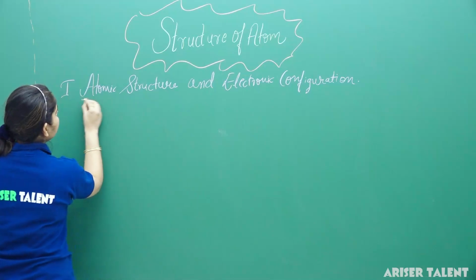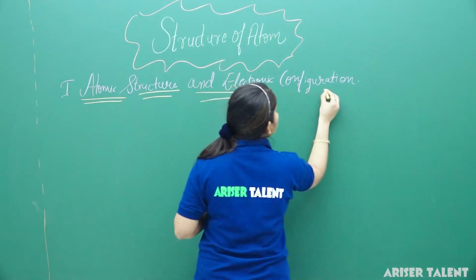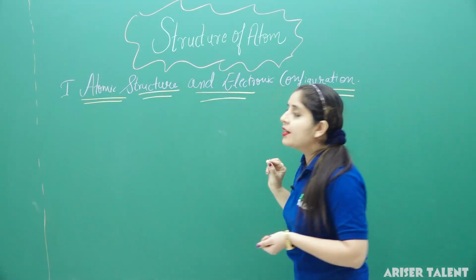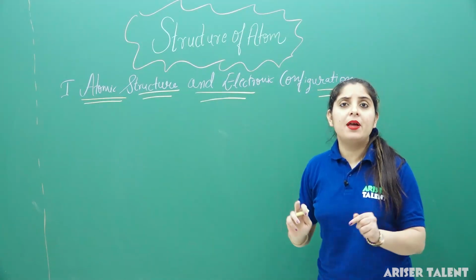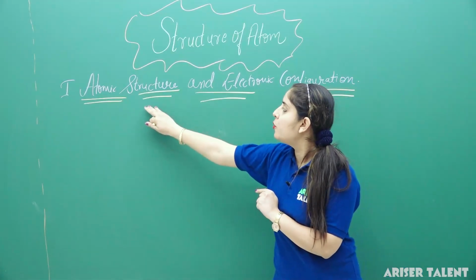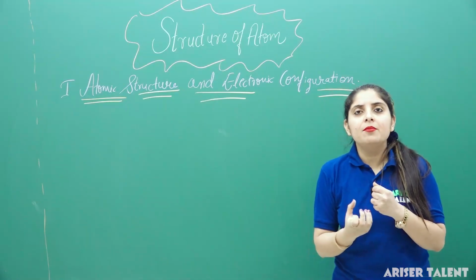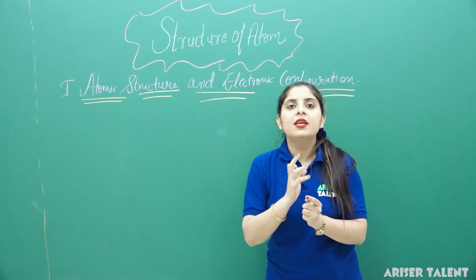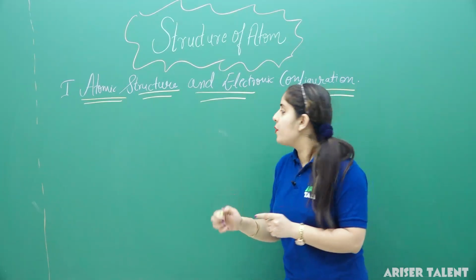So, our next topic after the models of an atom is atomic structure and electronic configuration. Now we will discuss these both topics one by one. Our first topic is about the atomic structure. We have learned that an atom majorly consists of electron, proton and neutron. These are the subatomic particles of an atom.